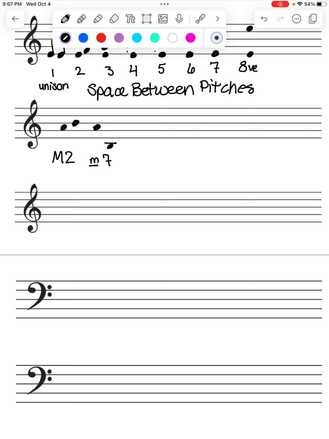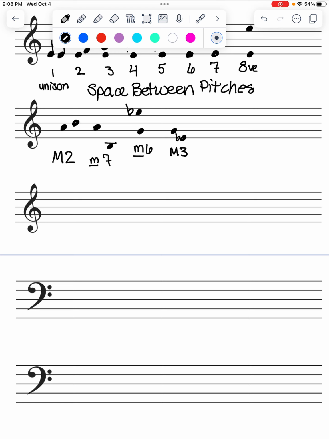Let's do a sixth. Let's do a minor sixth up. There we go. G to E flat up. Keep this the same, G to E flat down. That's going to be a major third down.